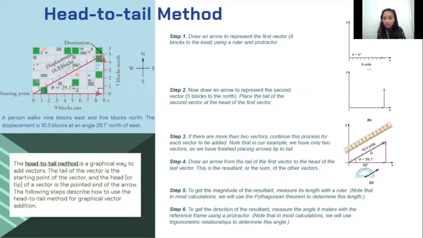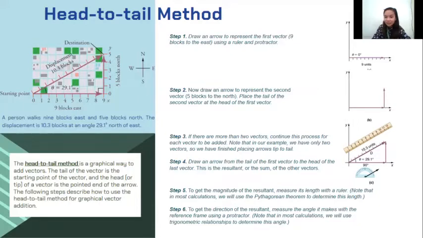Okay. And then, draw an arrow from the tail of the first vector to the head of the last vector. This is the resultant or the sum of the other vectors. Okay, so you just connect kung saan kayo nag-start, that's the tail. And then kung saan kayo nag-end, yun naman yung head na resultant vector natin. Okay. So for the graphical method, you always have your ruler and protractor para ma-solve ninyo kung ilan si resultant vector.